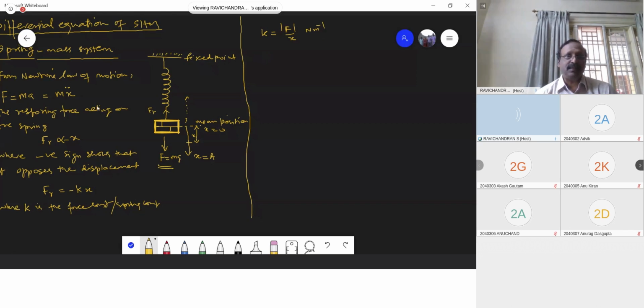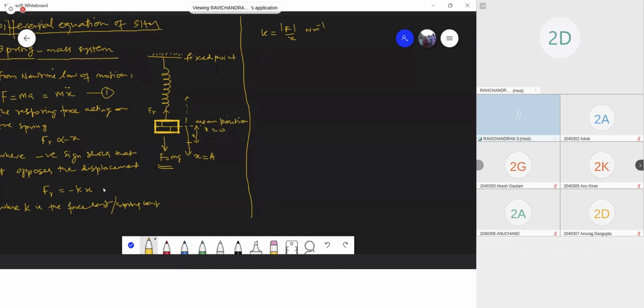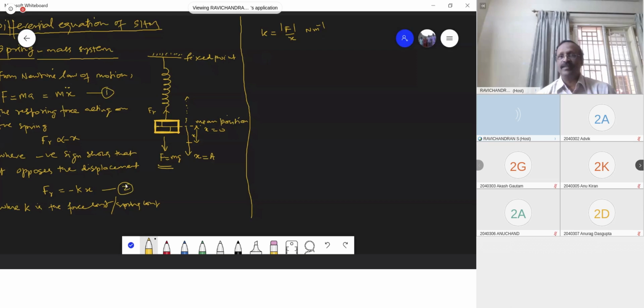Therefore, this is my first equation from Newton's law. This is from the spring equation. Therefore, I can write in equilibrium, at any point during its motion, this force F must be equal to Fr. Equal to Fr. F is equal to what? M into x double dot is equal to minus kx.